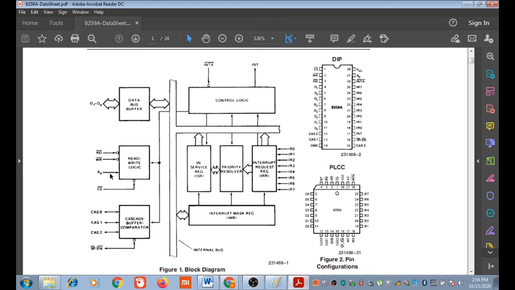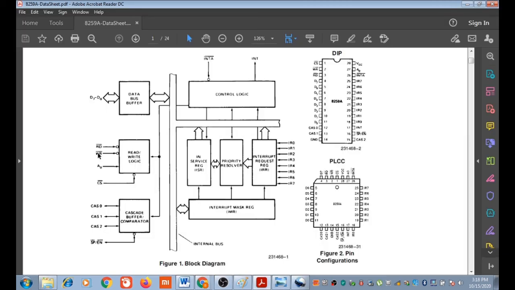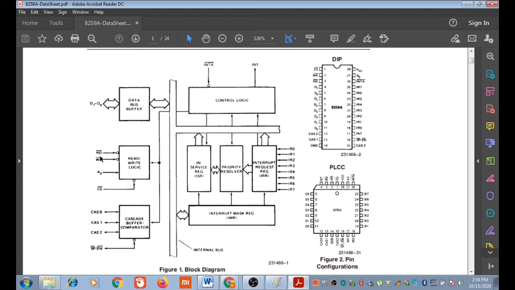This A0 will be connected to one address line of 8086. See here, the A0 pin of 8259A number 1 is connected to the A1 pin in this circuit. RD bar is connected to the RD bar pin of 8086. WR bar is connected to the WR bar pin of 8086. This block accepts output commands sent from 8086.